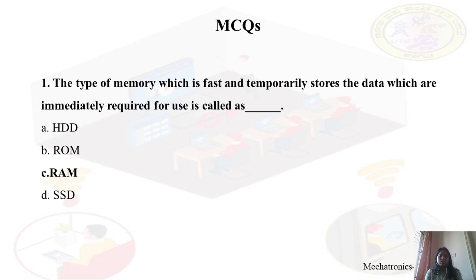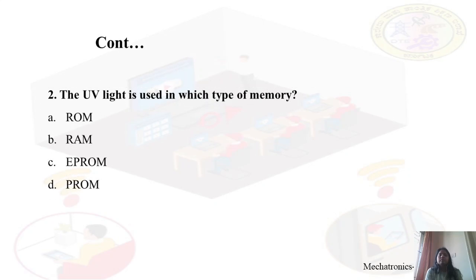Now let us solve some MCQs based on this session. The first question. The type of memory which is fast and temporarily stores the data which are immediately required for use is called as dash. See, first thing, it is fast and it is temporary. Which is a temporary memory? HDD, ROM, RAM and SSD. Your RAM is the temporary memory, that is the random access memory. ROM is the permanent memory.